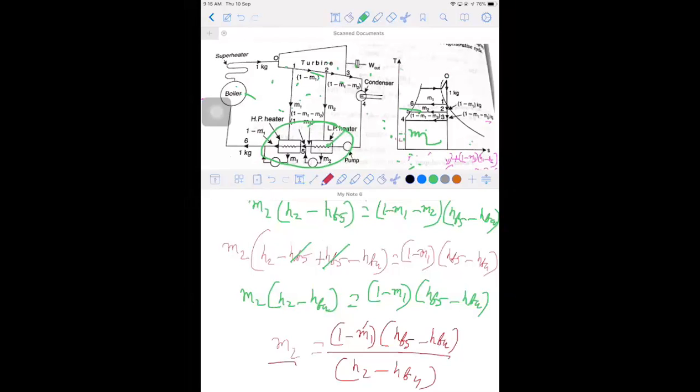And one more thing with this system is the maintenance and design of this regenerative cycle with these heaters. They may be open type or direct mix type, and different types are there. There is one more criteria to keep in mind.